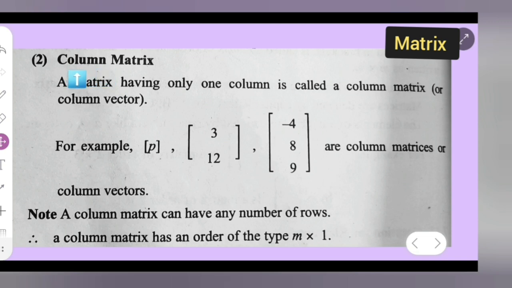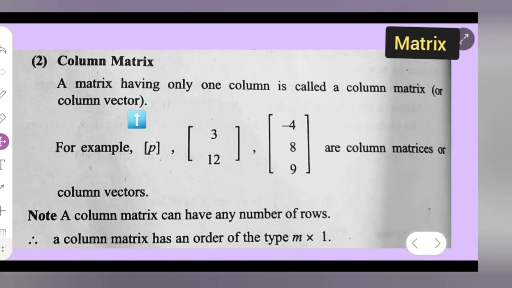So clear the concept of column matrix. A matrix having only one column is called a column matrix or column vector. Here you all have an example of it, that is P, this is one column. So columns are like this: 3 and 12, minus 4, 8, 9. So it is in this form.